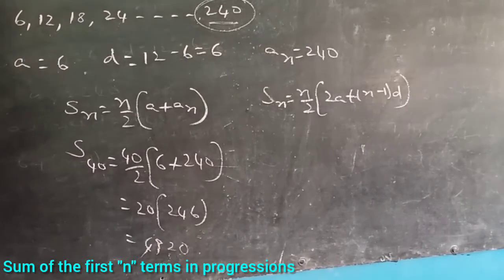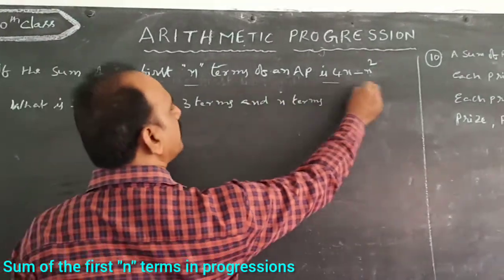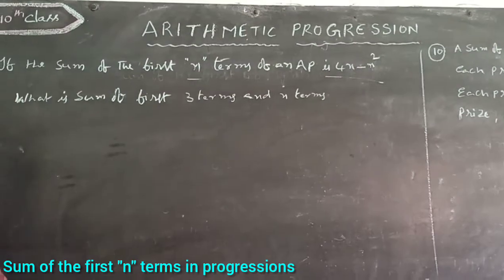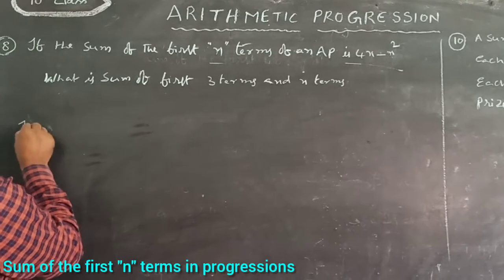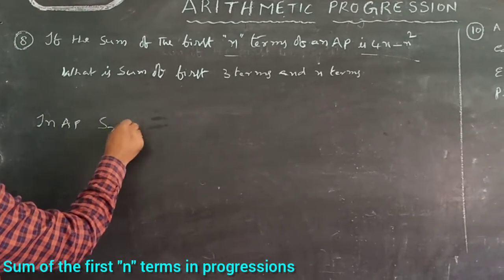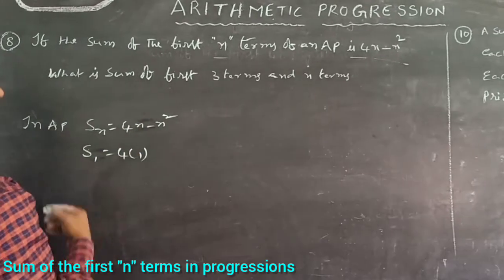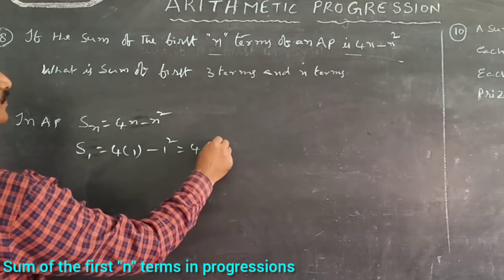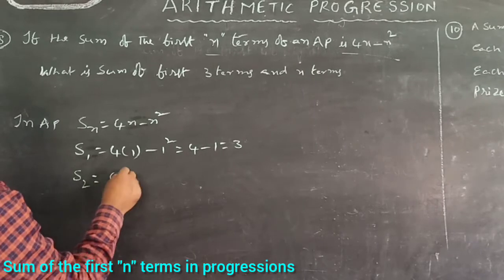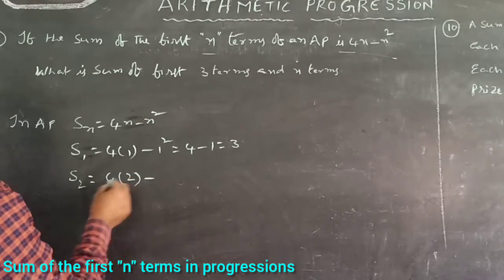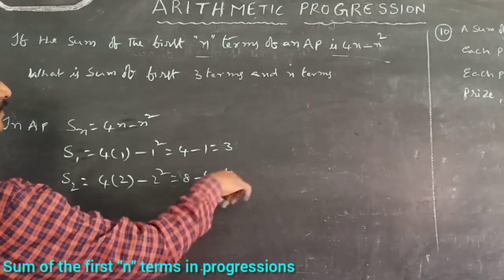The sum of the first n terms of an AP is 4n minus n square. What is the sum of the first 3 terms, and the n terms? So in the AP, Sn equals 4n minus n square. S1 equals 4 into 1 minus 1 square, which is 4 minus 1, equal to 3. S2, the sum of the first 2 terms, is 4 into 2 minus 2 square, 8 minus 4, equal to 4.